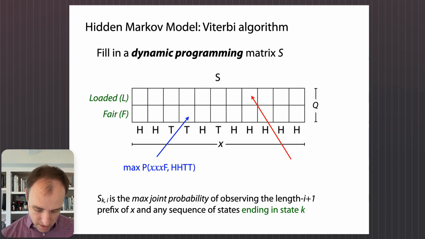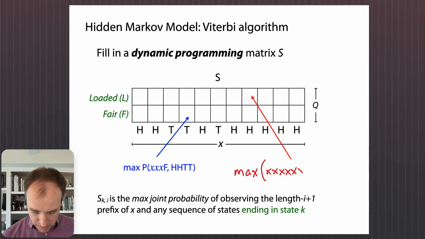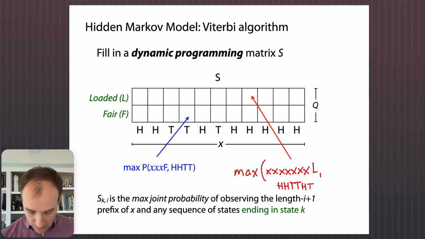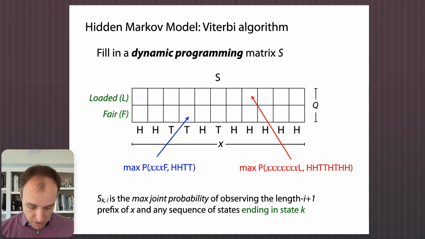Likewise, what would go here? Similar story. It would be the max over all possible paths ending in L. And I think there's 1, 2, 3, 4, 5, 6, 7 X's here, followed by L, comma, the emission string up to and including that column. So it's going to be heads, heads, tails, tails, heads, tails, heads, heads. There we go. Okay, so that's what's going to go there.